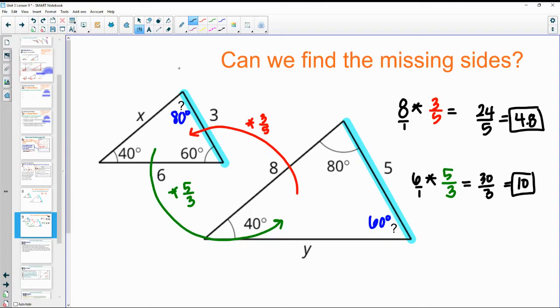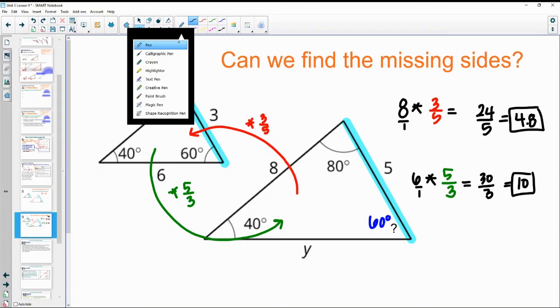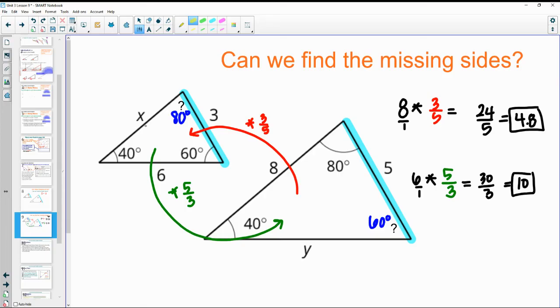You can also set up proportions if you would like to. If you'd like to start comparing side lengths and doing proportions, you can say x compares to 8. That should equal 3 compared to 5, so 3 divided by 5. Then you can cross multiply, and you end up with that same 24 divided by 5.